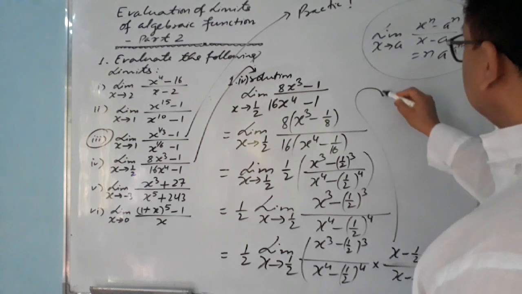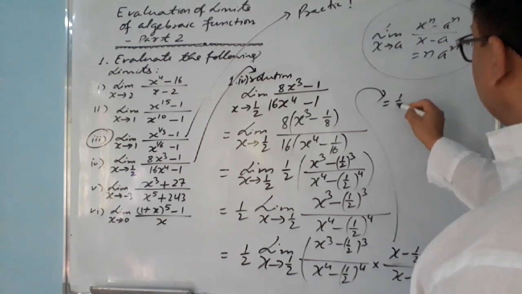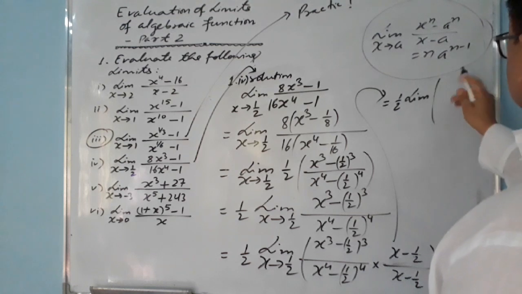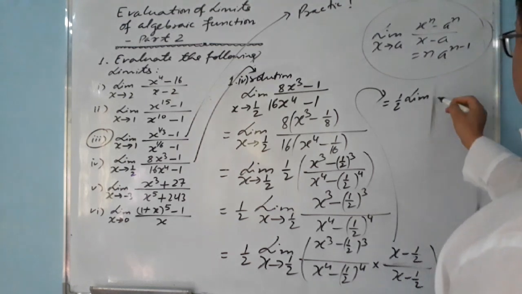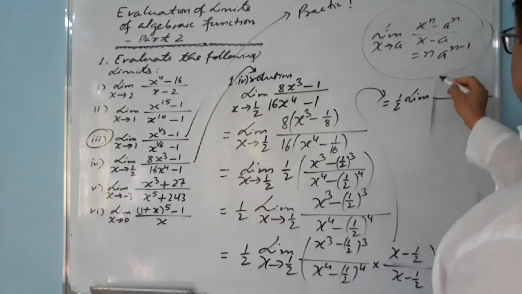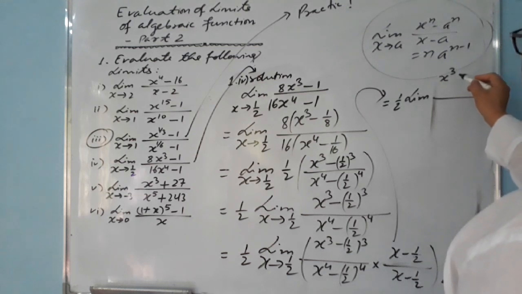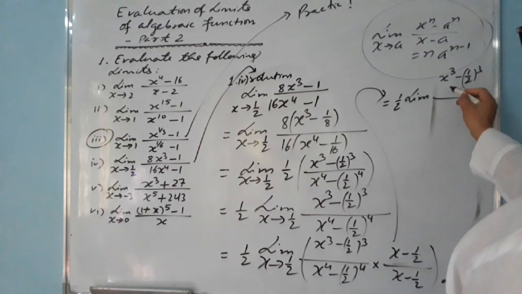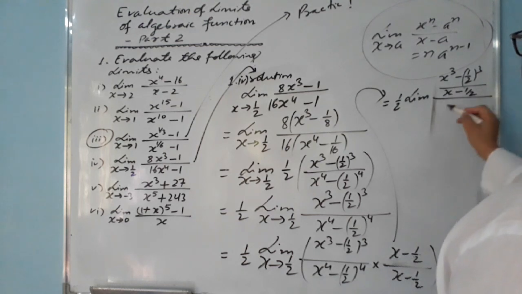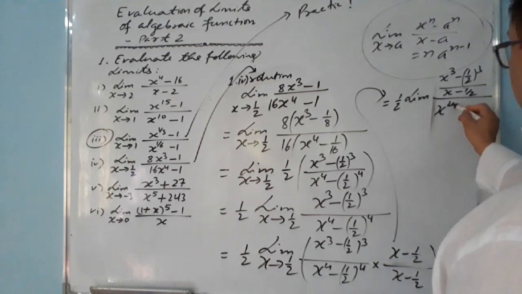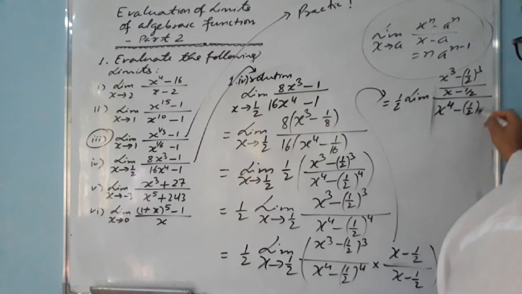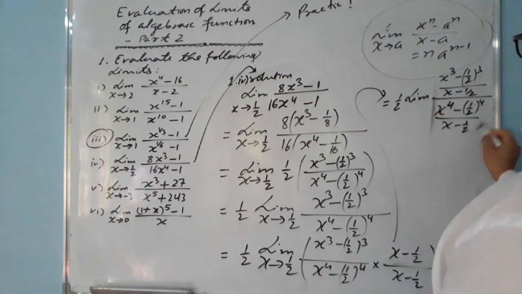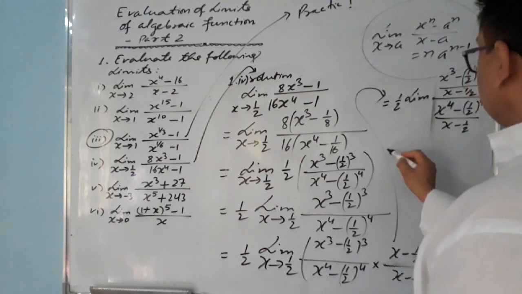So this is equal to 1/2 times the limit. Here I'm writing directly (x^3 − (1/2)^3)/(x − 1/2) in the numerator, and (x^4 − (1/2)^4)/(x − 1/2) in the denominator.